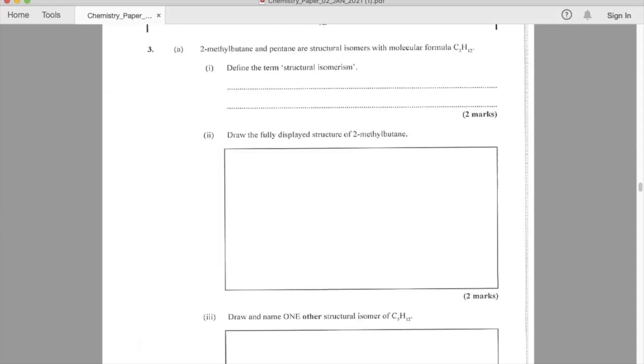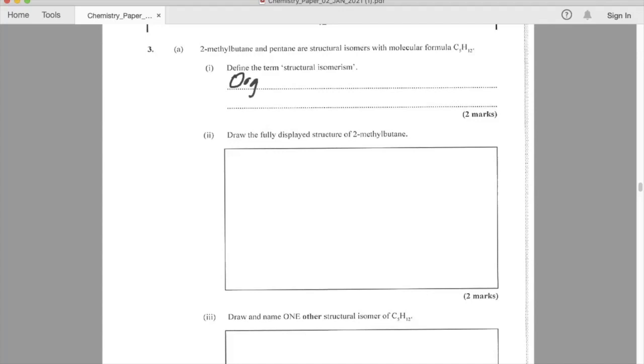This takes us to number 3, and this is an organic chemistry question. 2-methylbutane and pentane are structural isomers with molecular formula C5H12. Define the term structural isomerism. So here we have a definition for 2 marks. So structural isomerism, we could just say organic compounds.